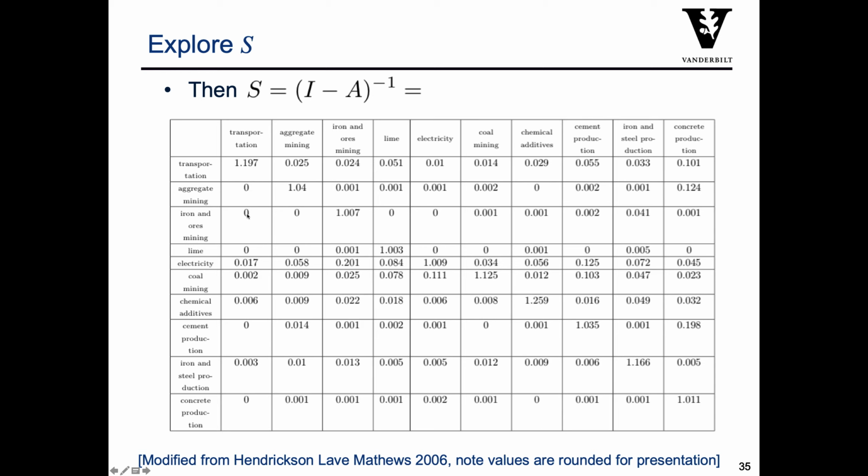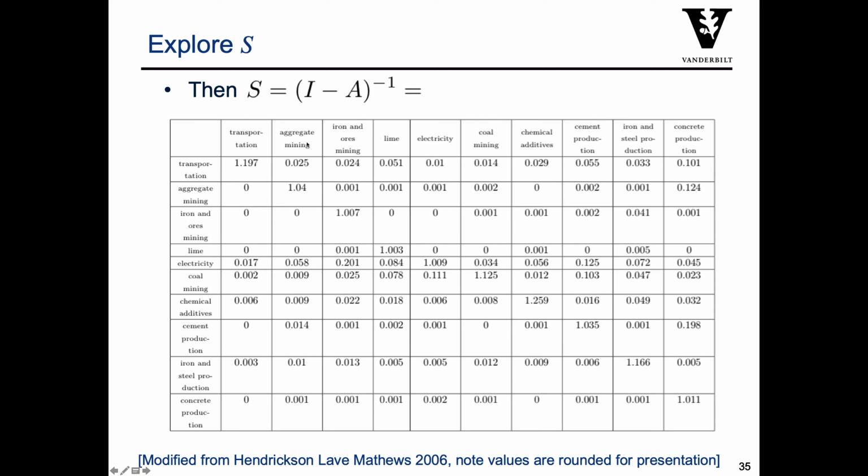The $1 of final demand from the transportation sector says you need nothing from aggregate mining. It will produce no economic activity in the iron and ores mining, nothing in the lime sector, but it will produce total output from the electricity sector of $0.017 and similarly $0.002 from the coal mining sector. And we can go down the list, right? But you can see right away that if you're going to do $1 of final demand in the transportation sector, most of the activity will occur in the transportation sector, with, it looks like, the next highest in the electricity sector.